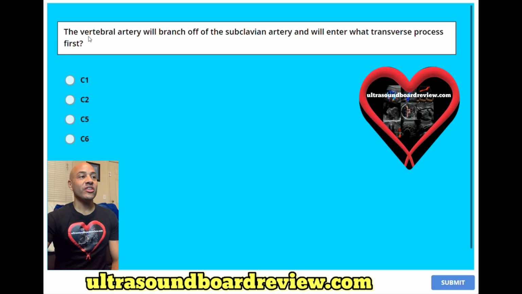Question 103. The vertebral artery will branch off the subclavian artery and will enter what transverse process first? A, C1, B, C2, C, C5, or D, C6? The answer is D, C6.